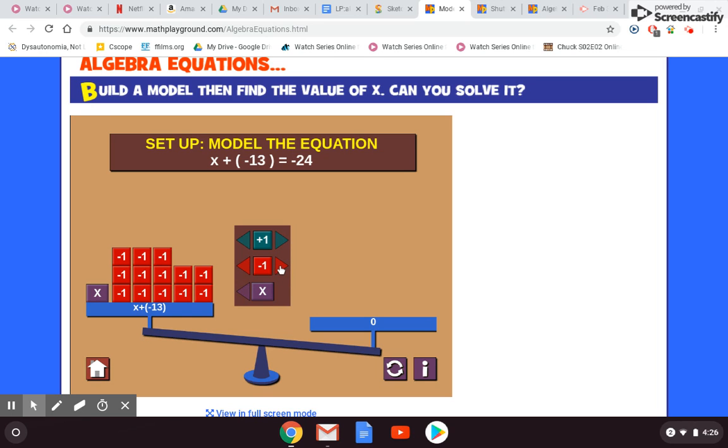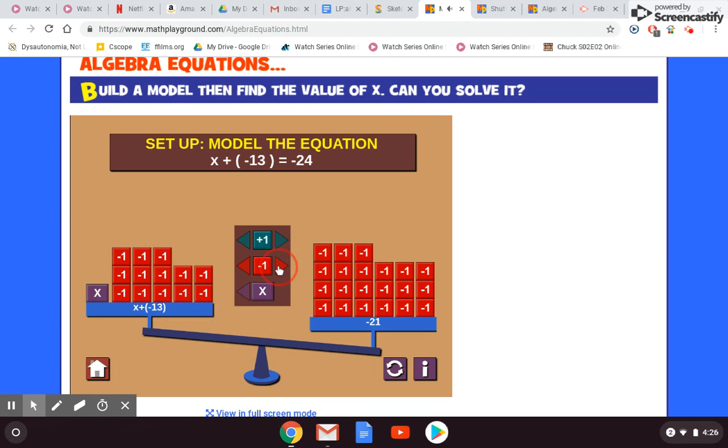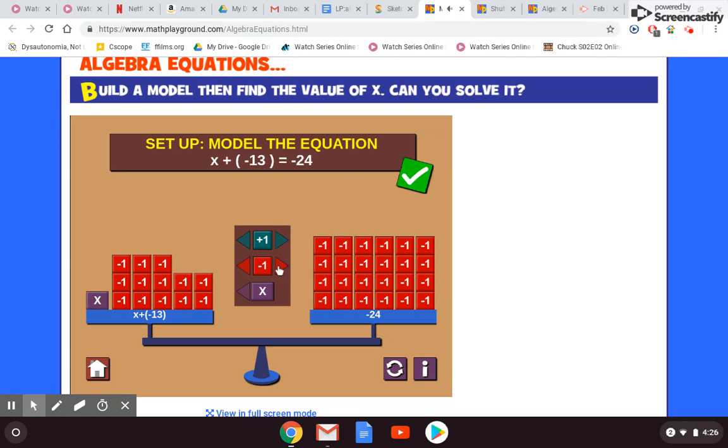Then we're going to do negative 24. You see that green check mark, and we click it, and it tells you to isolate the x tile. So we want to get x all by itself. So here's x, and it's got this pesky negative 13 in the room. To get rid of a negative 13, we want to do positive 1, and we'll click it 13 times.